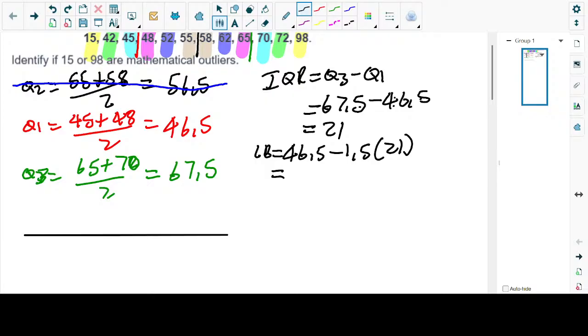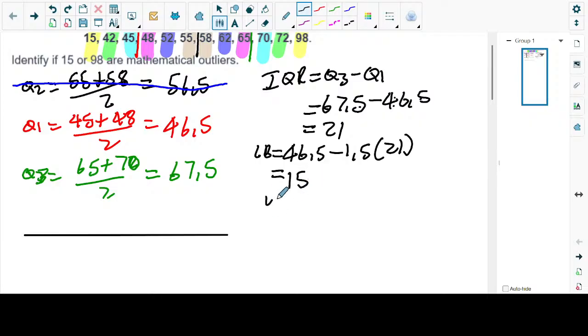okay. So let me put it in my calculator. I wanna be on the safer side. 46.5 minus 1.5 multiplied by 21. The answer is 15. Okay. So now our lower boundary is 15.